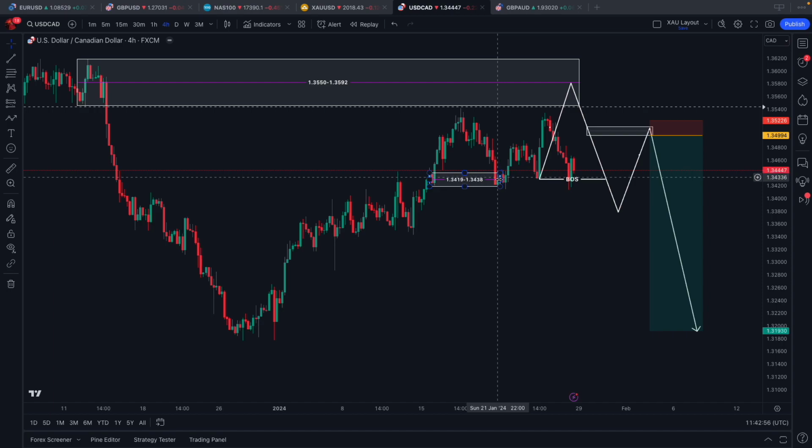So anyone who got involved in long positions from this, well done. What I'll do is I'll actually throw up the snippet from the Sunday Sessions video last weekend just so you can see that I did predict this move and how it's played out perfectly.